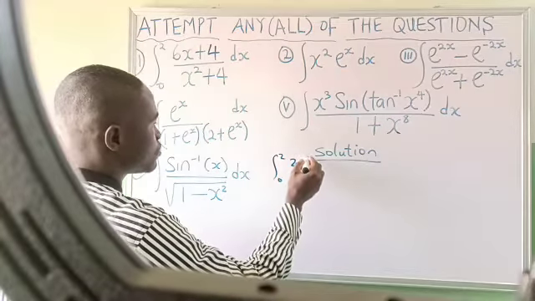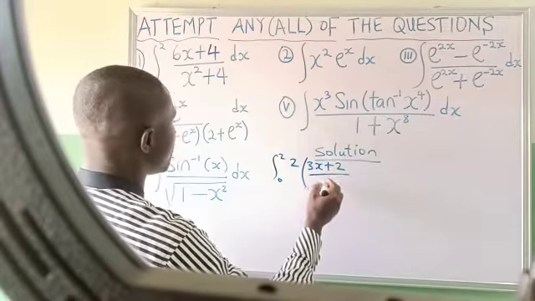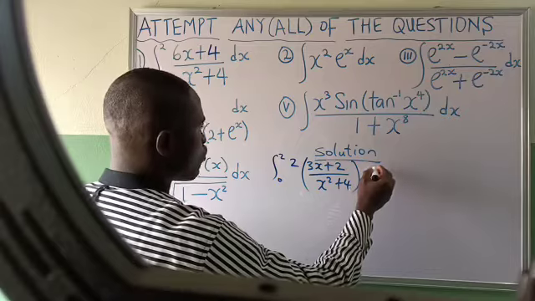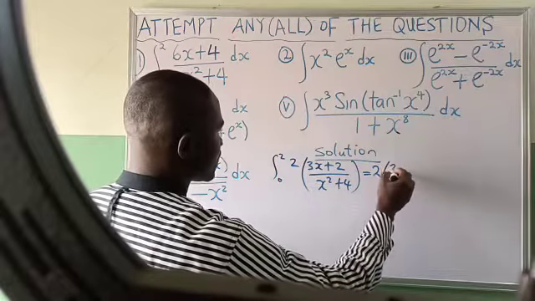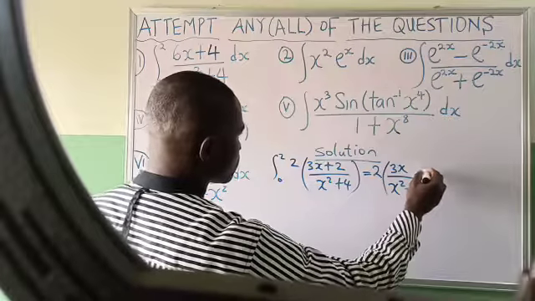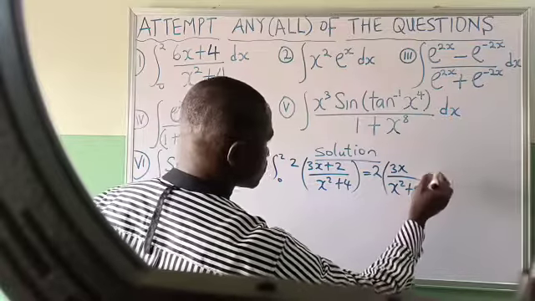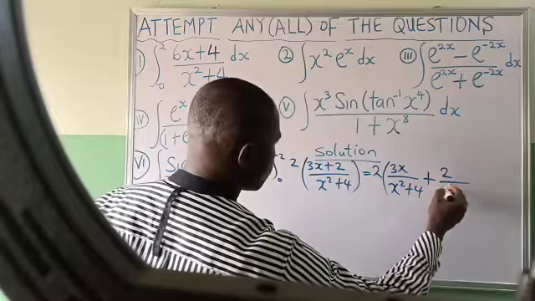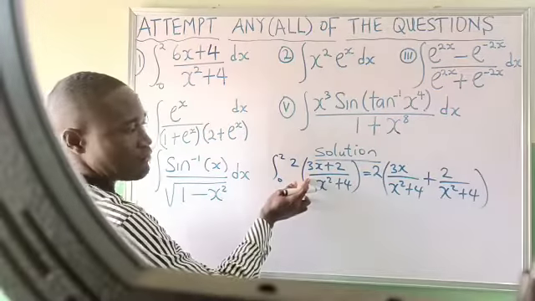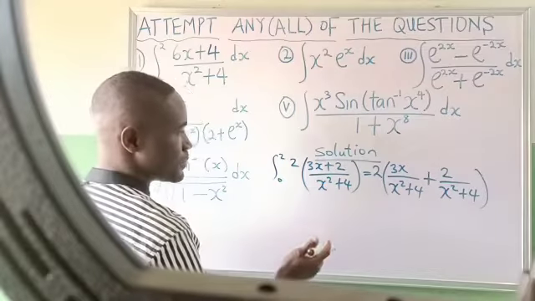We bring out 2. We now have (3x plus 2) all over (x squared plus 4). That means we'll be having 2 brackets, 3x all over x squared plus 4, plus 2 all over x squared plus 4. So we split what we have: 3x all over everything, 2 all over everything.